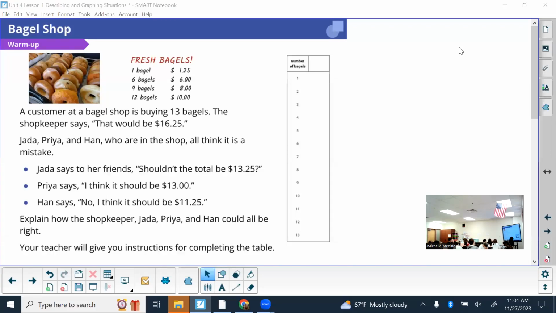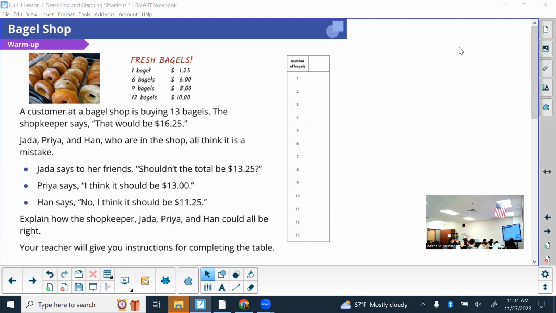Unit 4, Lesson 1, Describing and Graphing Situations. So first, let's talk about a bagel shop. A customer at a bagel shop is buying 13 bagels. The shopkeeper says that would be $16.25.